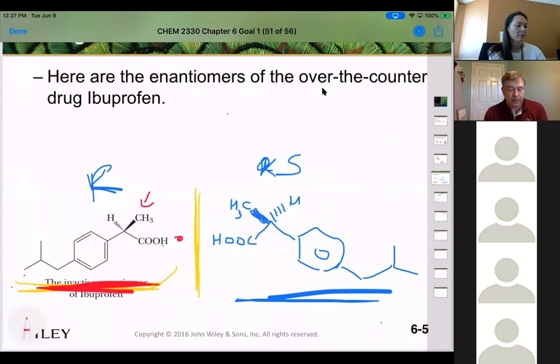This group right here, the COOH, would be the middle finger, and this bond here would be your thumb. And so that'd be 1, 2, 3, and that should be clockwise, which should give us the R configuration. Okay, does everybody see that?